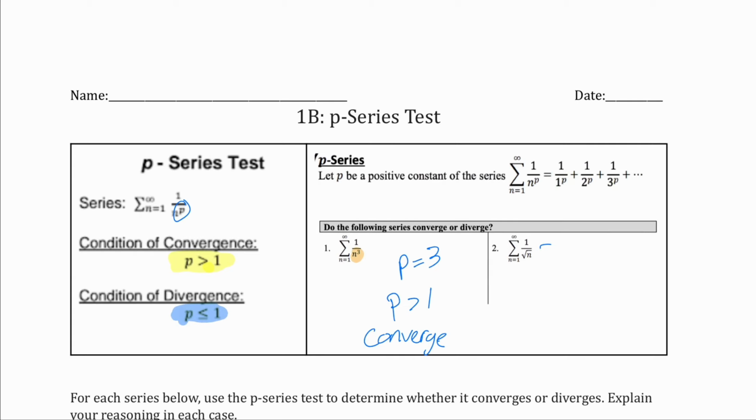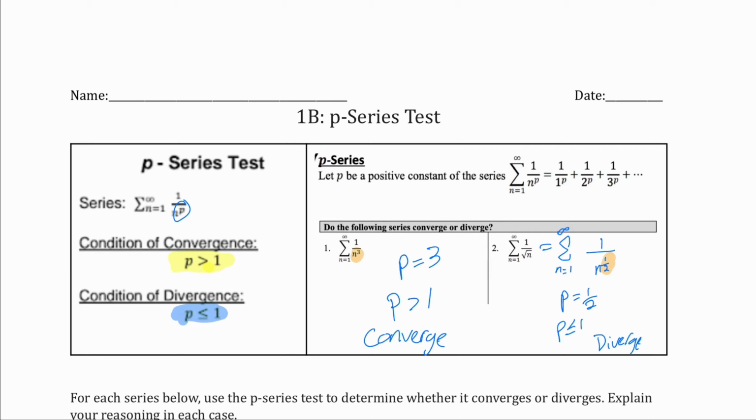Similarly, over here on the right, we have a series that is 1 over radical n, but since we know radicals can be rewritten as powered exponents, we're going to rewrite this as n to the 1/2 power. Since our exponent is 1/2, that means p, our power, is 1/2. And since p is less than or equal to 1, that means our series is going to diverge.